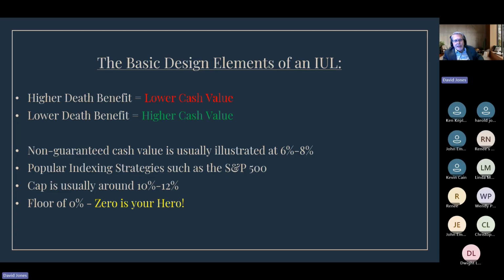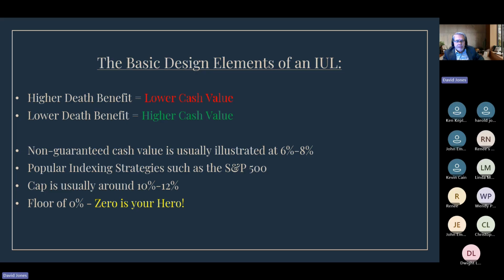Popular indexing strategies such as the S&P 500. Not only is it popular, it's probably the most common one, and it's a really good one to present and to illustrate. Well, because it's performed well, it's performed for a long time, it's been around a long time, people know what it is, they're familiar. So keep it simple, you know. Here's what this does. Everybody knows what it is. Again, it's not some Johnny-come-lately great thing that's going to blow up and you're going to be rich. No, it's steady and it's been good for a long time.